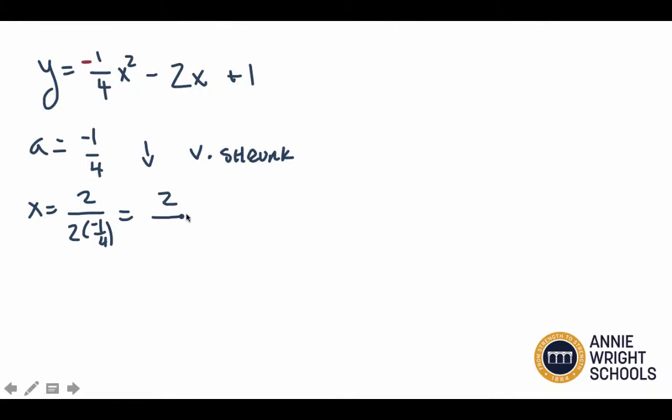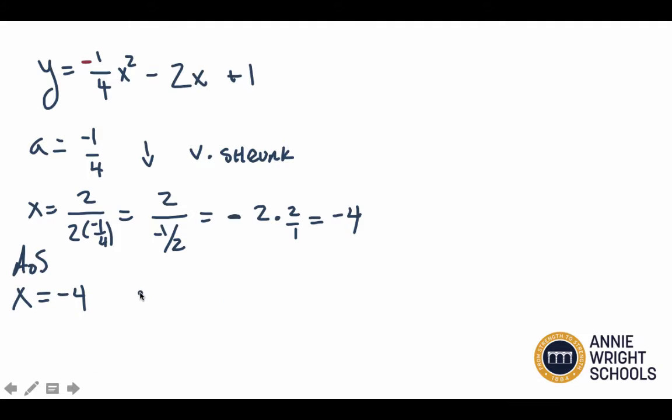That's 2 divided by negative 1/2. So 2 times negative 1/4 is negative 1/2. 2 divided by negative 1/2 is a negative number, and it's the same as 2 times the reciprocal of 1/2. So that ends up telling me that the x-coordinate of the vertex is negative 4. That also tells me that the axis of symmetry is the line x equals negative 4.